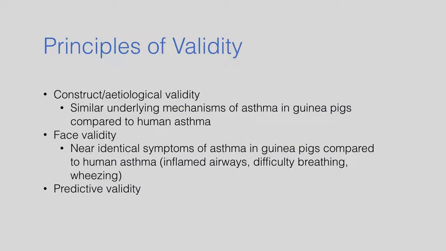Guinea pigs can provide models for asthma with high validity in all aspects. This is due to the underlying mechanisms and symptoms being the same as in the human form of asthma. Predictive validity has been shown to be sufficient in many cases in the past.